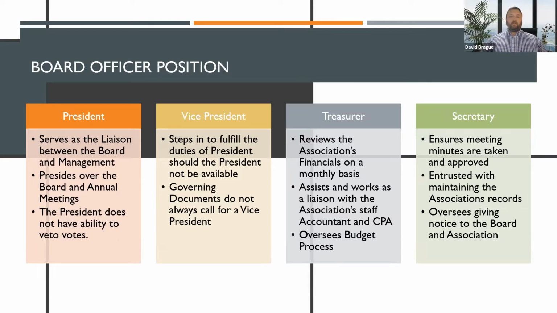And then you have the board secretary, one of the most important people in the board officer position, because they ensure that the meeting minutes are taken and recorded for the community. They're entrusted with maintaining association records, and they also oversee giving notice to the board and the association about documents, what's on the portal, what the minutes are, and also when it comes time to elections, they make sure that proper information is given out about when board meetings are and so forth. Next page, please.